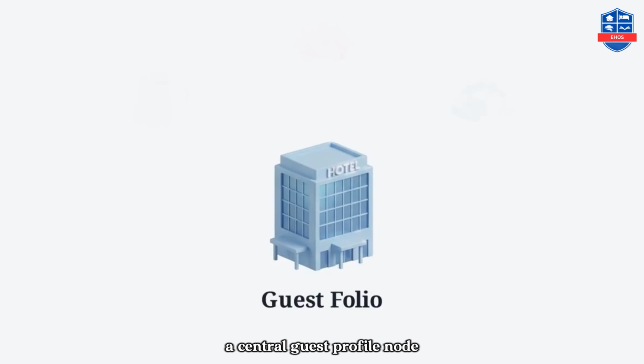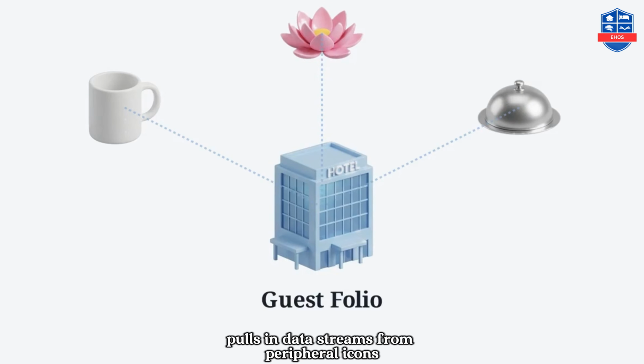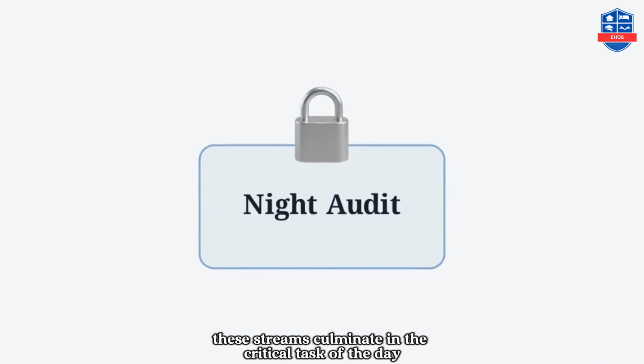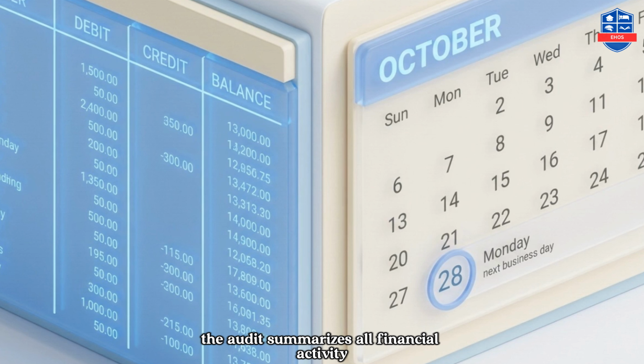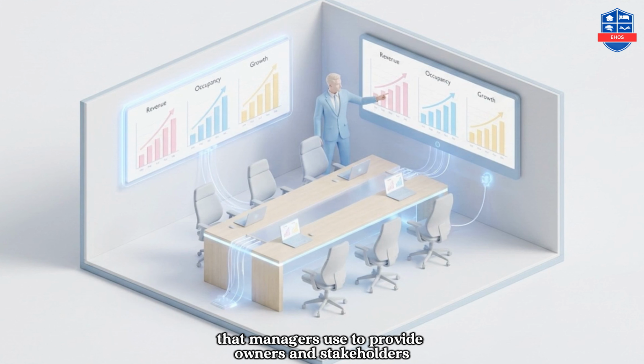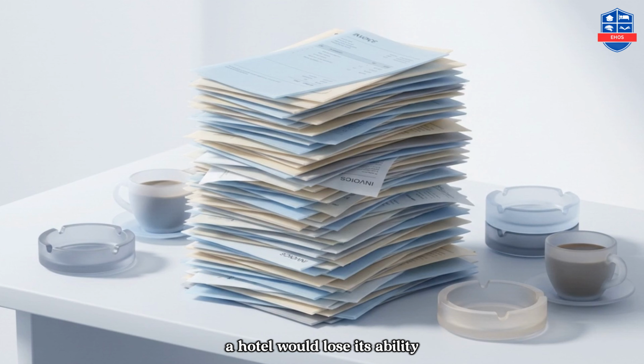A central guest profile node pulls in data streams from peripheral icons. Every transaction, from a cup of coffee to a spa treatment, is automatically funneled into a centralized billing folio. These streams culminate in the critical task of the day, the night audit. The audit summarizes all financial activity, balances the day's books, and rolls the system over to the next business day. This process generates the statistical and revenue reports that managers use to provide owners and stakeholders with an accurate snapshot of the hotel's health. Without these automated functions, a hotel would lose its ability to verify its financial reality every 24 hours.